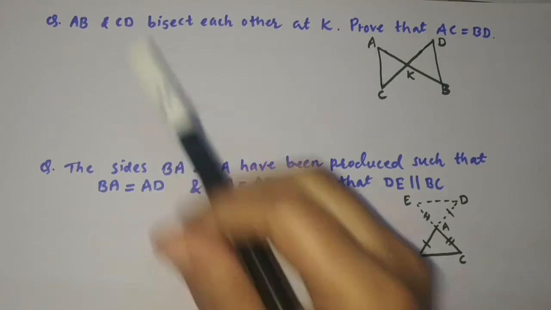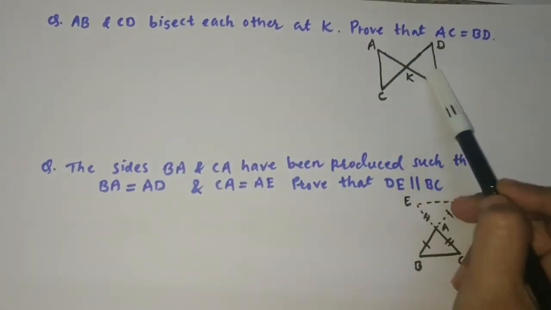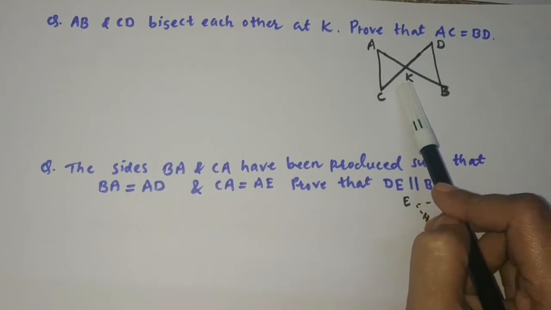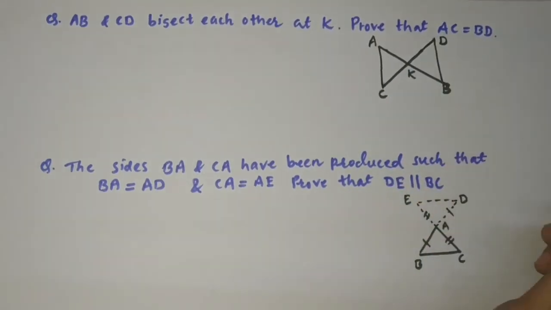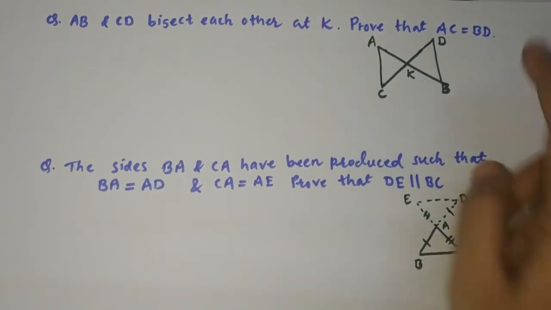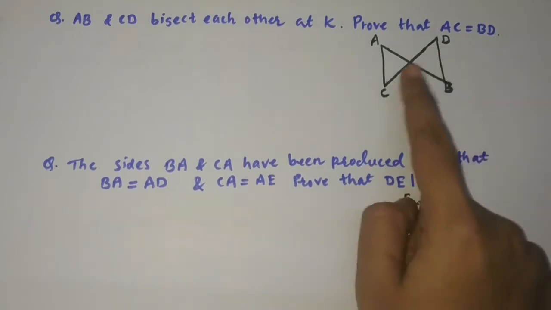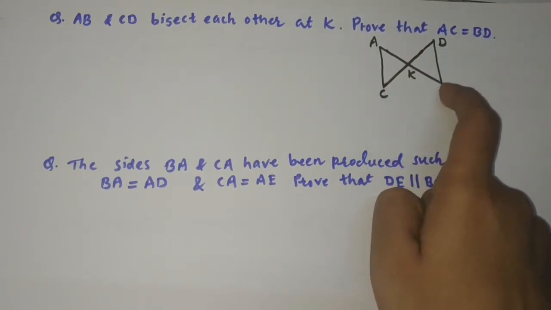So here our first question is: AB and CD bisect each other at a point K. We have to prove that AC is equal to BD. Okay, so if you want to prove these segments are equal, then you need to show that two triangles are congruent. So here we have the two triangles, ACK and BDK.